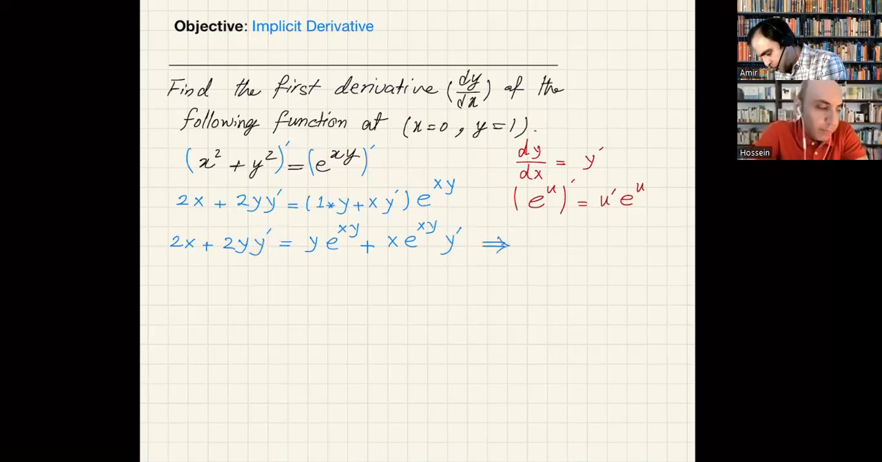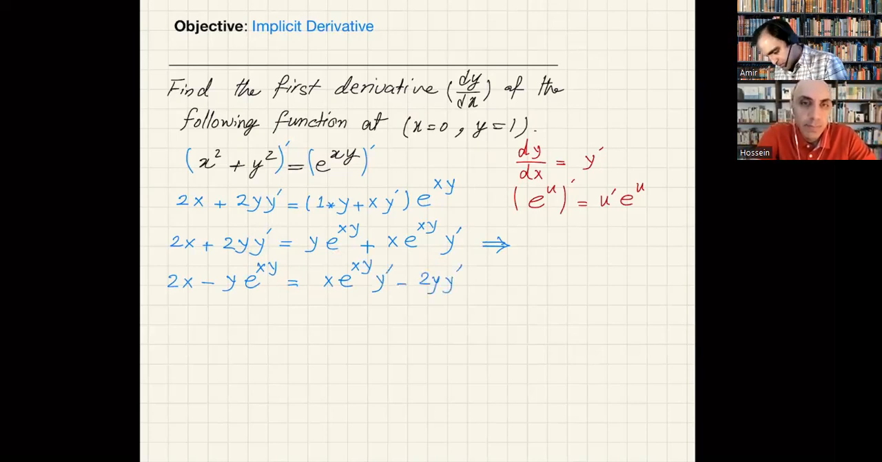Let me move this one to the right. So I get 2x, and I move this one to the left: 2x minus y e^(xy) equals x e^(xy) y prime minus 2y y prime.